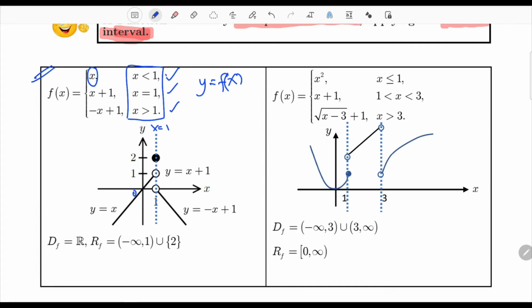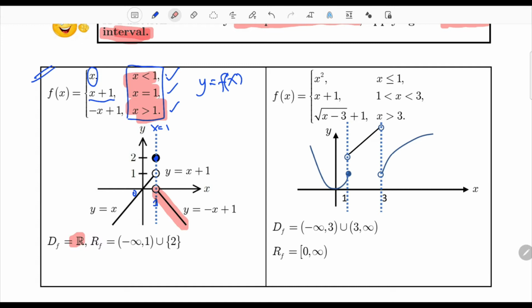At 1, the function will be x plus 1. So you substitute 1 inside this function. So you get 2. So at 1 here, you get 2 here. Okay. Then when x is greater than 1, the graph will be this. That's what you mean by piecewise function. So the domain is definitely referring to this. So it covers everything, so that will be real number.